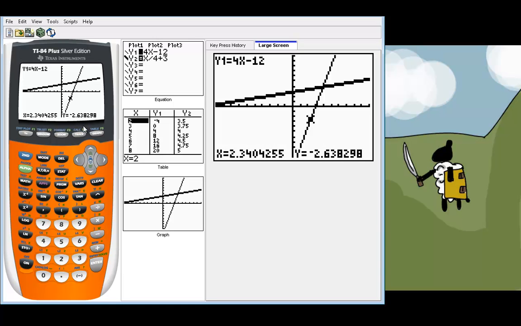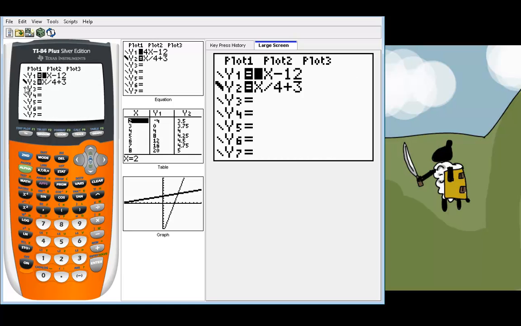Then you hit the up arrow, and it goes to the other one, which, again, I could have just looked at my slopes. This one has a slope of 1/4. This one has the steeper slope 4. But I just prefer to get the visual, so sometimes I like to distinguish.